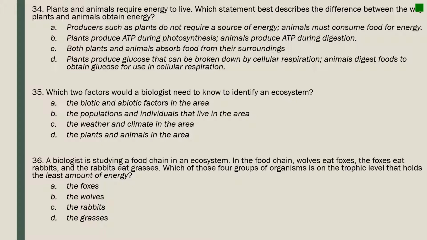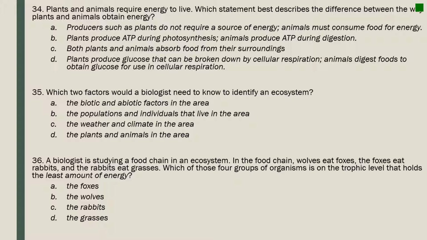35. Which two factors would a biologist need to know to identify an ecosystem? A. The biotic and abiotic factors in the area. B. The populations and individuals that live in the area. C. The weather and climate in the area. D. The plants and animals in the area.